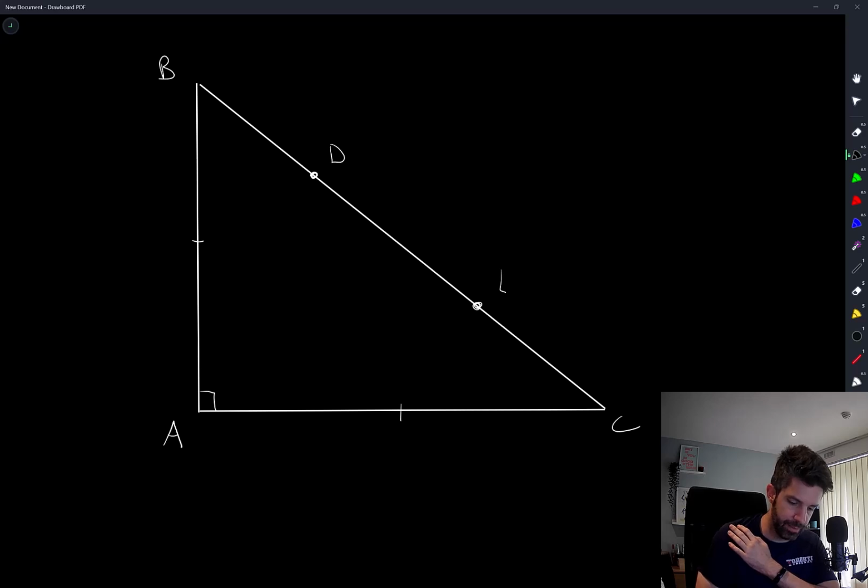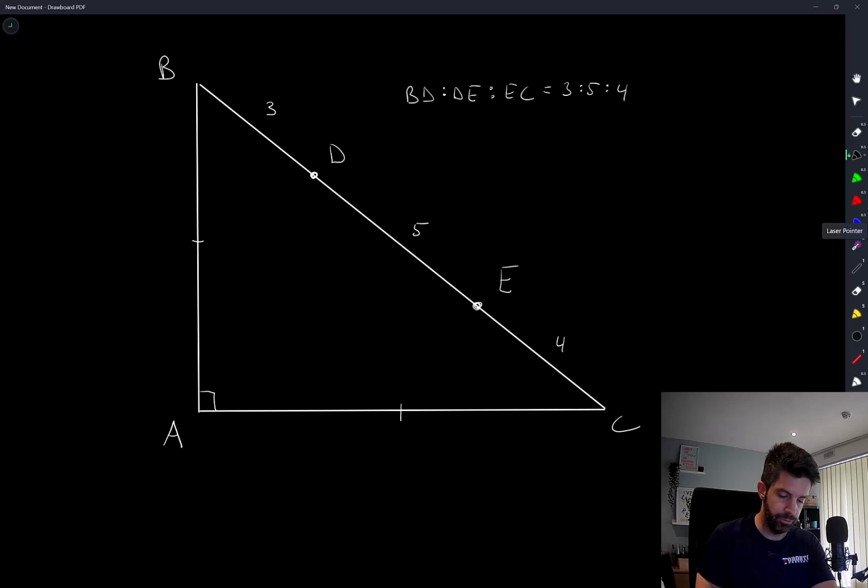Doesn't actually say that D and E are in this order, but I'm going to assume for now that they are. And we're given that B to D, D to E, E to C is 3, 5, 4. So I'm just going to label these lengths as 3, 5, and 4. Just assume that those lengths are given like that.